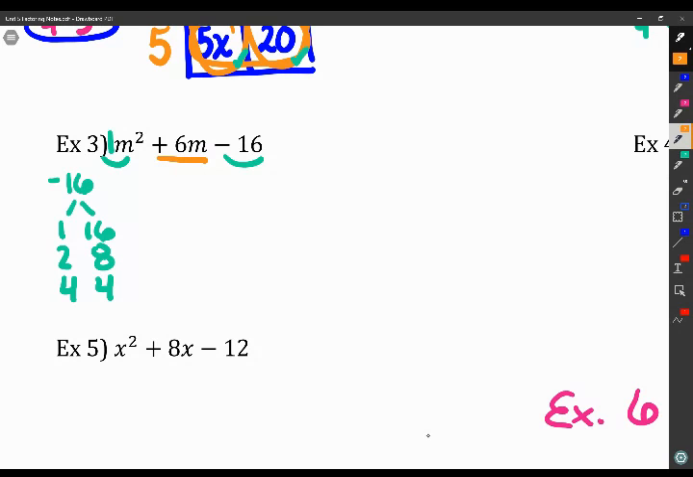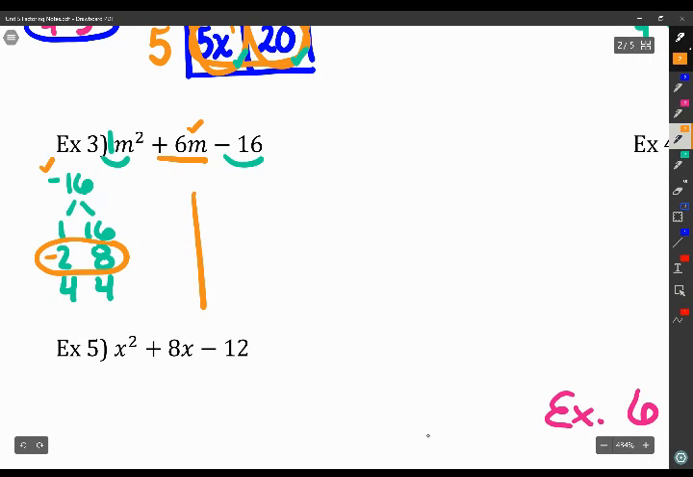2 plus 8 is 10. 8 minus 2 is 6, so that might work. 4 plus 4 is 8. And then 4 minus 4 is 0. So in order to get a positive 6, I have to do 8 subtract 2 to get 6. So 8 subtract 2 gives me 6, so that checks out. And then is negative 2 times 8 negative 16? It is, so that checks out.